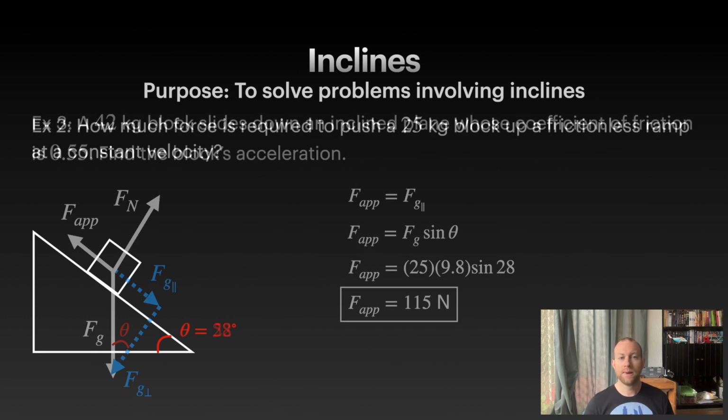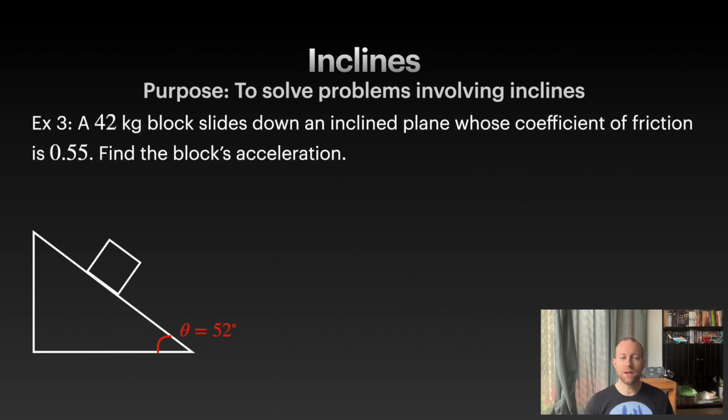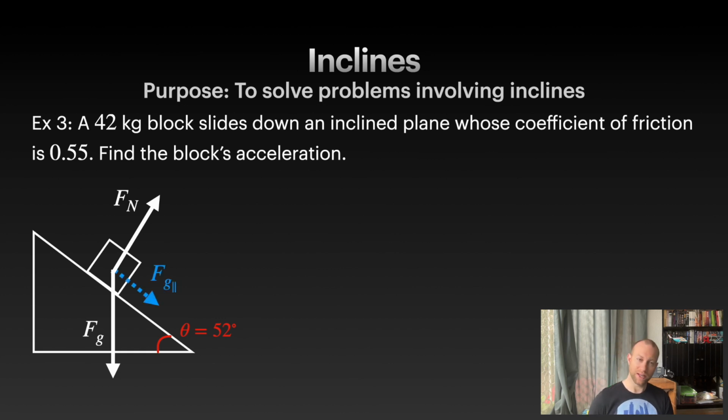Example 3, we've got a 42 kilogram block sliding down an inclined plane. Now we have friction. So let's look at the forces. Hopefully by now you can draw this before I even say it. Fg straight down, normal force is perpendicular to the surface, break up Fg into parallel, perpendicular, put the angle. Okay? Same thing. Notice that hasn't changed in any of these questions. So hopefully you got this.